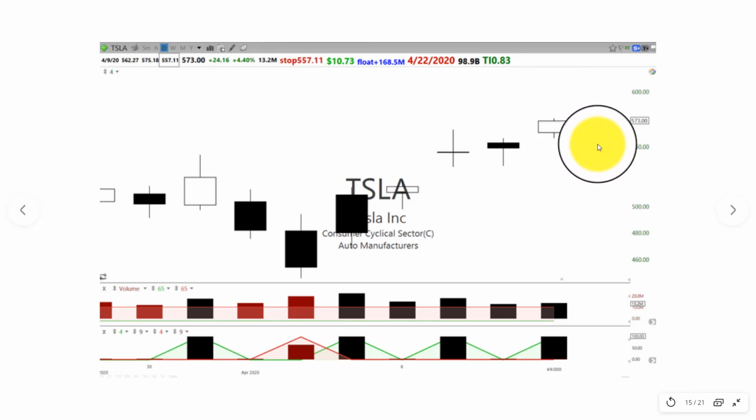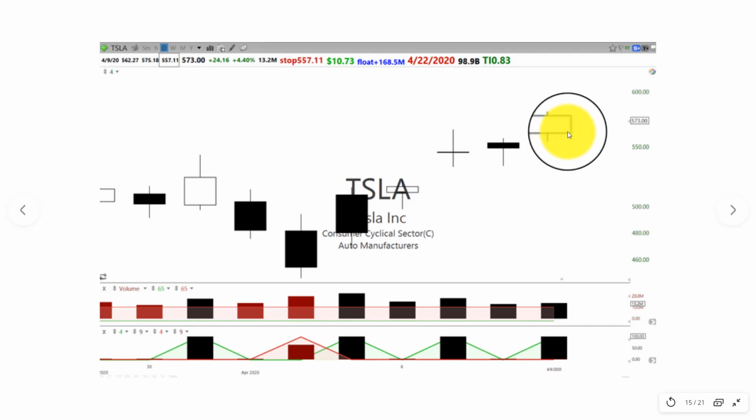So let's take a look at this stock. This is here at $562.27 is the opening price of the stock, and it closed here at $573. So let's say, hypothetically, that you bought this stock at the opening price when the market opened at this price right here, and you sold it at $573. You would actually make a profit of $10.73.